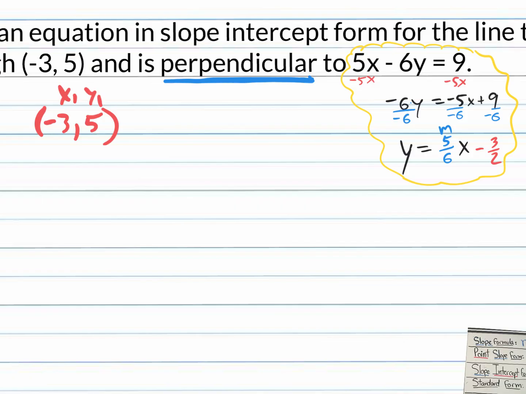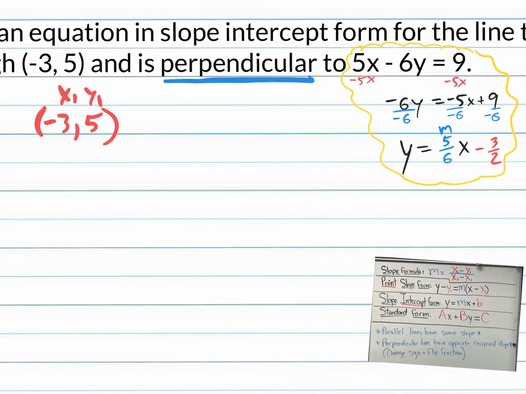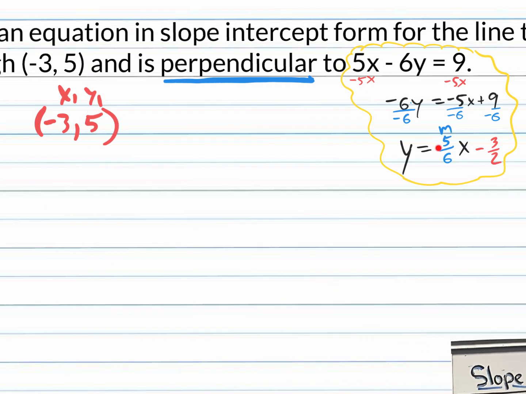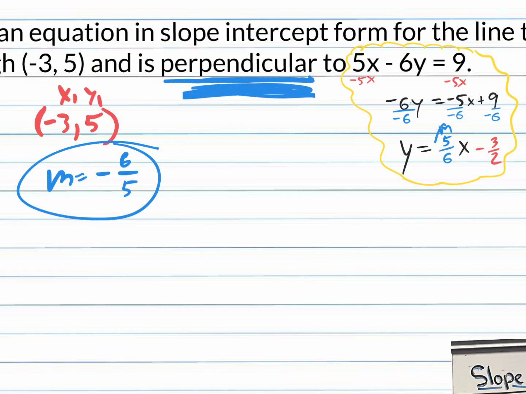What does it mean to be perpendicular? It's on the wall right there. Perpendicular lines have opposite reciprocal slopes. What does that mean? You change the sign and flip the fraction. So if you were to take this slope and you change the sign and flip the fraction, what's your slope? Obviously, a positive 5/6, change the sign, it's going to be a negative. But if you flip the 5 and the 6, it's going to be a 6 over 5.